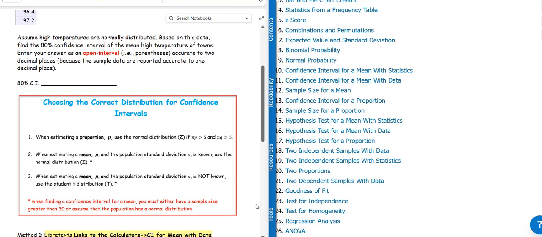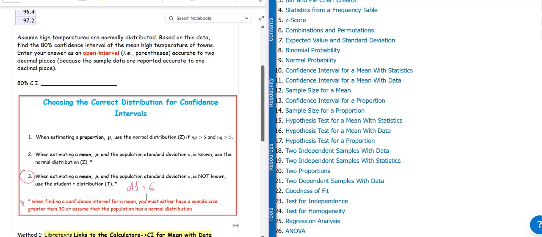Since sigma is not known, we're going to use a t-distribution, and we can do that because we're told the original population is normally distributed, so this asterisk here is satisfied. And when we use a t-distribution later on, our degrees of freedom will be 6 because it's 1 less than the sample size. So I'm going to show you 2 ways to do this.